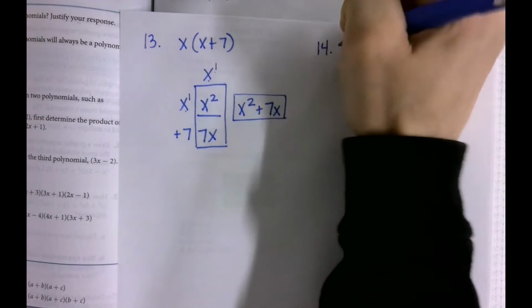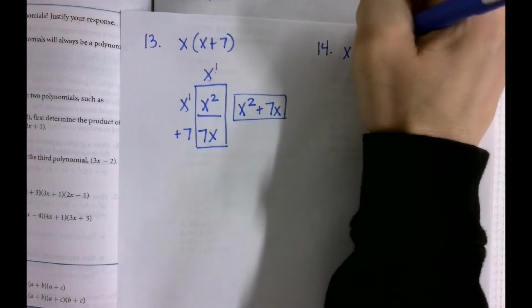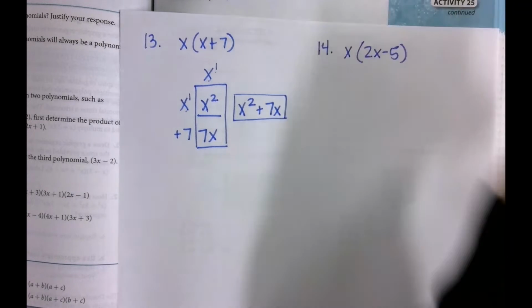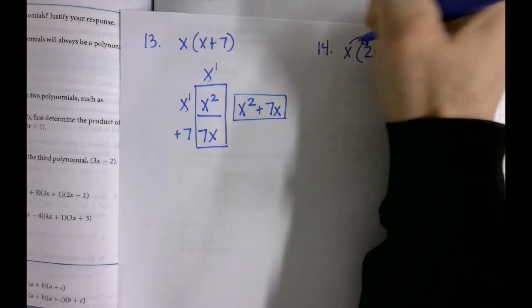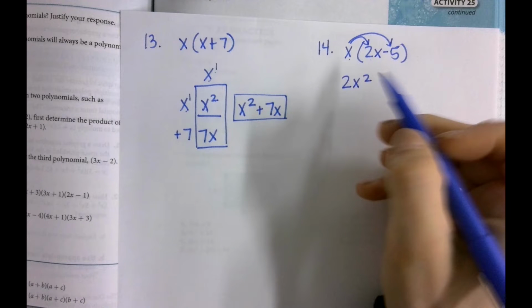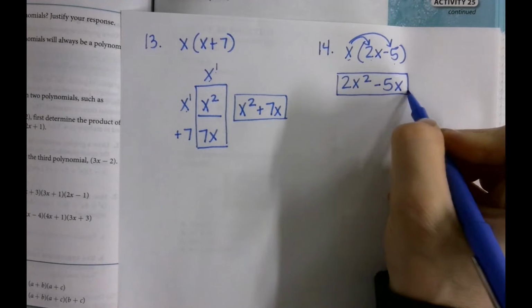Number 14 is another one like that, x times 2x minus 5. So I'm just going to use distributive property on this one. We would just multiply the x by everything inside the parentheses. X times negative 5 is minus 5x. Make sure it's in standard form, which it is. That's your answer.